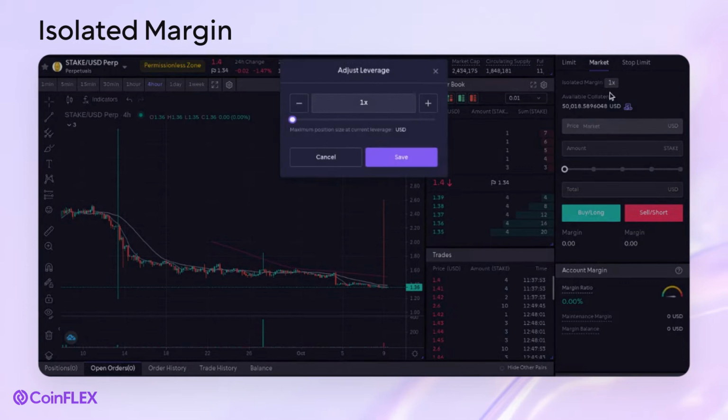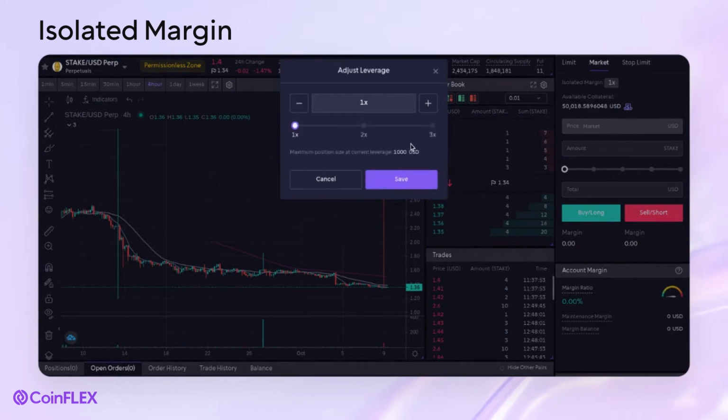Isolated margin. Isolated margin is the margin balance allocated to an individual position. Isolated margin mode allows you to manage the risk for your individual positions by restricting the amount of margin allocated to each one.